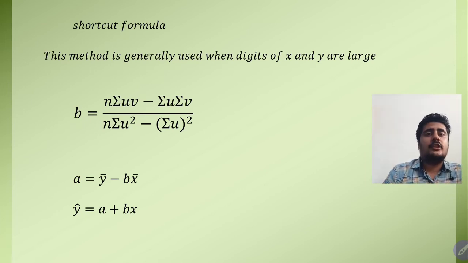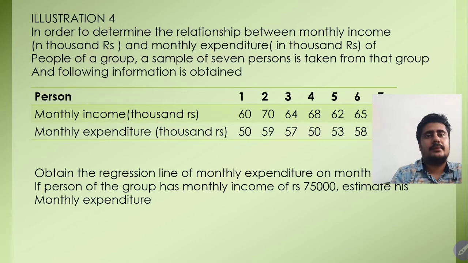What is the shortcut formula? It's b is equal to n sigma uv minus sigma u sigma v upon n sigma u square minus sigma u whole square. So the formula of b only changes; a and y cap remain the same. a is y bar minus b x bar, and y cap equals a plus b into x.